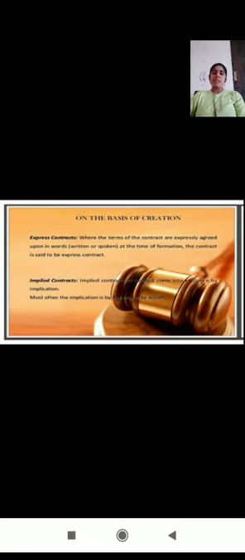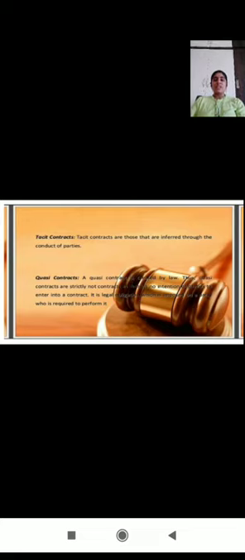Why? Because the bus is impliedly giving an offer through the conductor. He impliedly offers that the bus will go to some other place like Secunderabad. So the bus will go to Secunderabad, and whoever wants to go to the destination will board the bus. The passengers are giving the acceptance and the bus is giving the offer. So this is an implied contract; simply we can say that by the conduct of the parties, implied contracts are made.